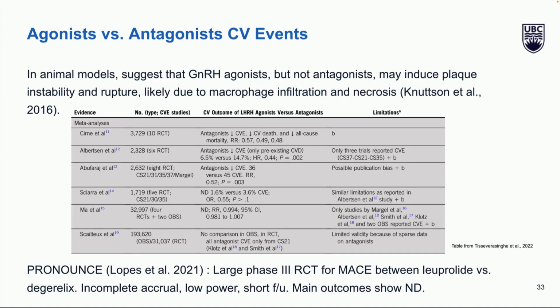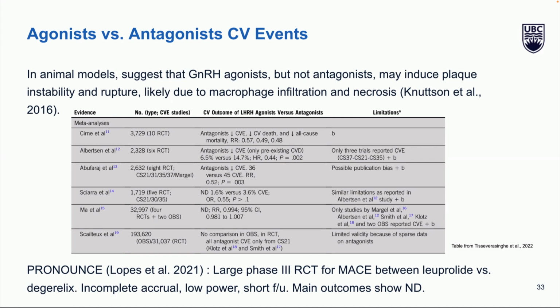The use of agonist and antagonist therapy has been felt to have different outcomes, specifically with regards to cardiovascular events. In animal models, there was an early report that agonist therapies could possibly induce plaque rupture and instability to a greater degree than treatment with antagonists in these mouse models. We do have a lot of meta-analyses that have looked at large trials, and the results are mixed in terms of the effects of antagonists versus agonists.